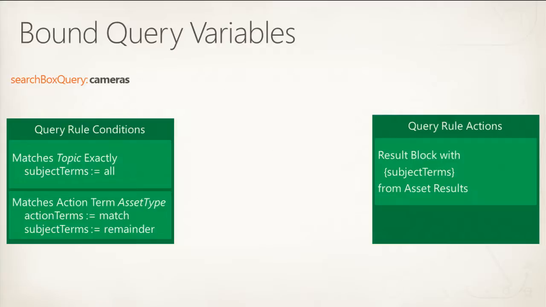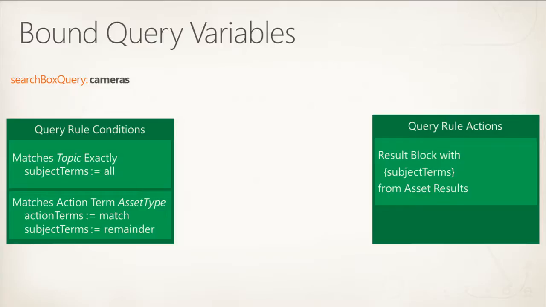The action term condition only fires if it is not the only thing there, because it needs a subject to act on. Excellent question. The question was, what happens if you search for something that's just assets, for instance, and you have an action term condition with assets in it? The answer is, it won't fire, it needs a subject to act on.